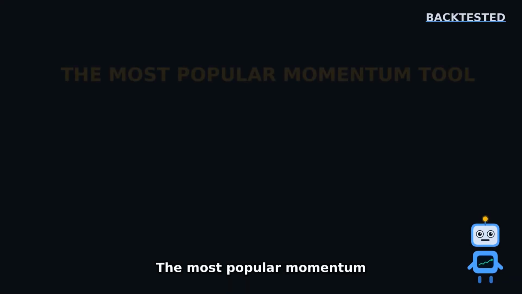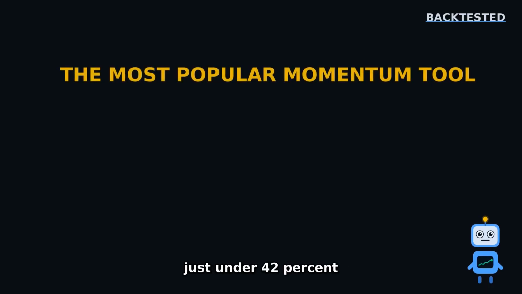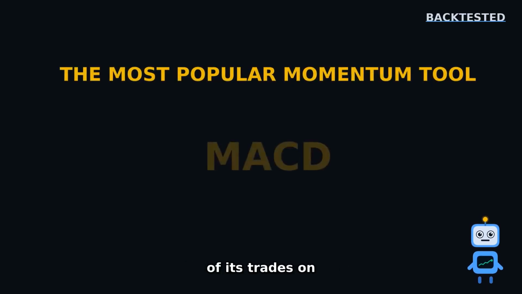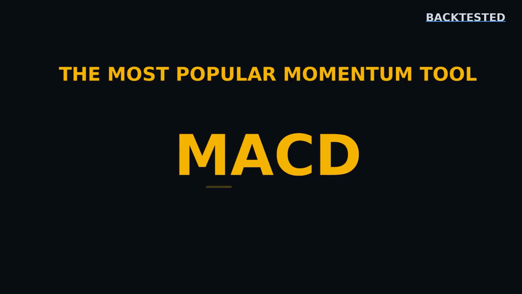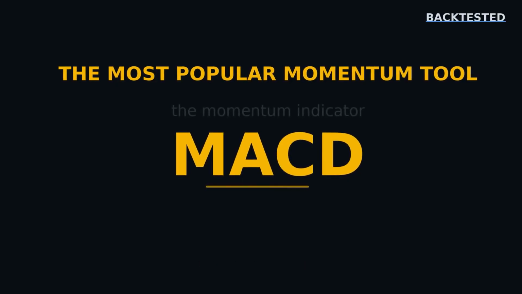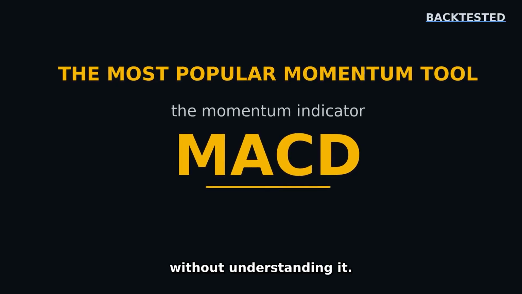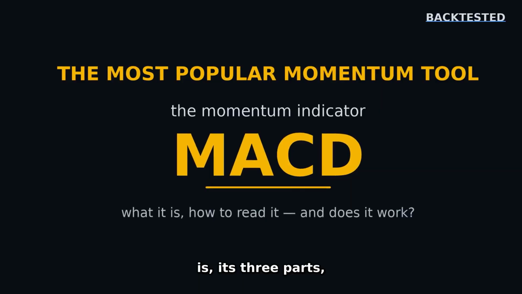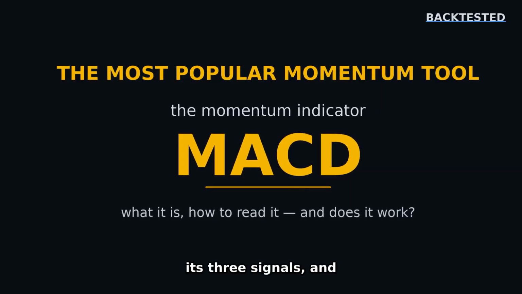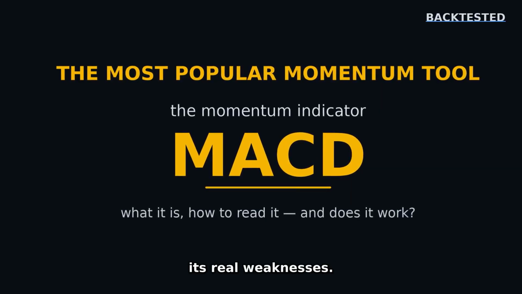The most popular momentum indicator in trading won just under 42% of its trades on real Bitcoin, and still barely broke even. That's the MACD. Most people run it without understanding it. By the end, you'll know exactly what it is, its three parts, its three signals, and its real weaknesses.